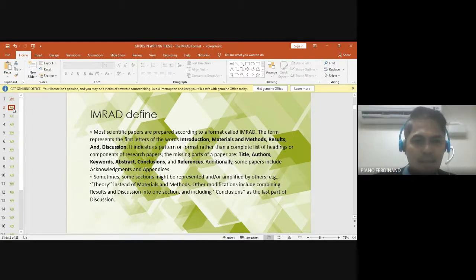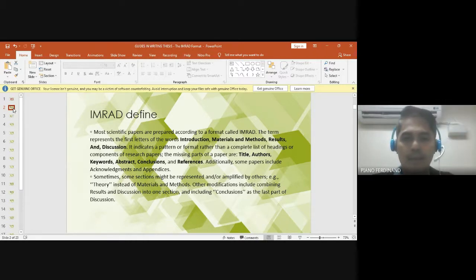Most scientific papers are prepared according to a format called the IMRAD. The term represents the first letters of the words introduction, materials and methods, results, and discussion. It indicates a pattern of format rather than a complete list of headings or components of research papers. The missing parts of the paper, however, are as follows.